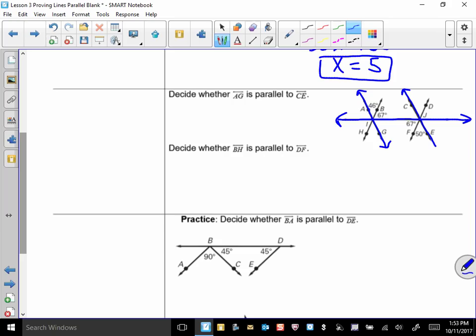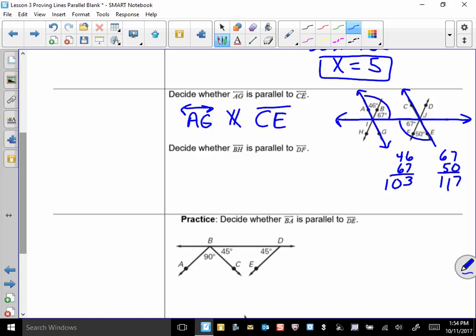What do I have? I've got this angle here and this angle here, right? Those would be alternate interior angles, correct? Alternate interior angles, and of course they have to be congruent if AG is parallel to CE. So let's just see, I got 46 and 67 on this side, so that's 103, and I got 67 and 50 on the other side, which is 117. So AG is not parallel to CE because alternate interior angles are not congruent.